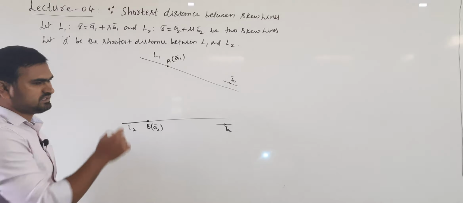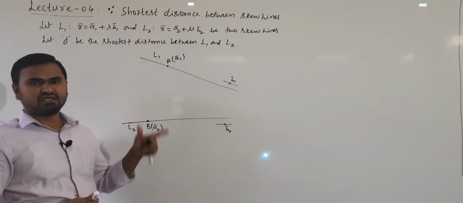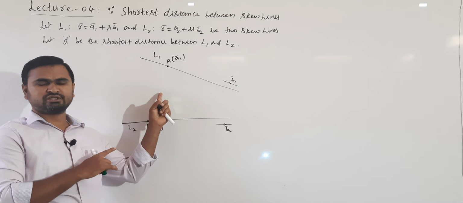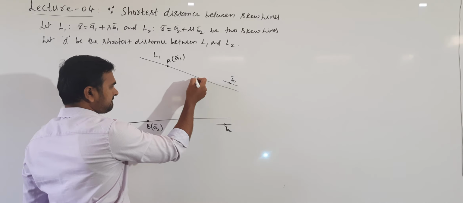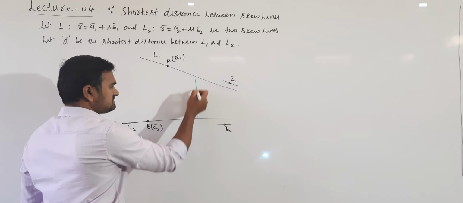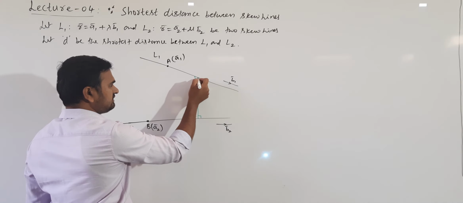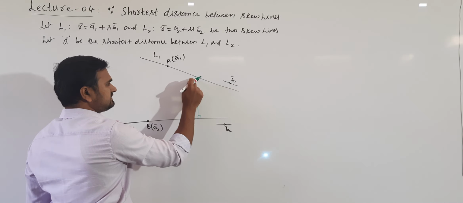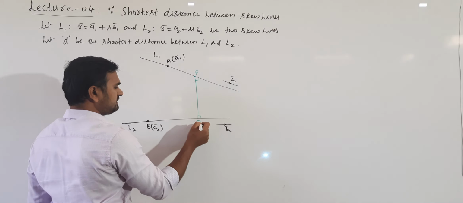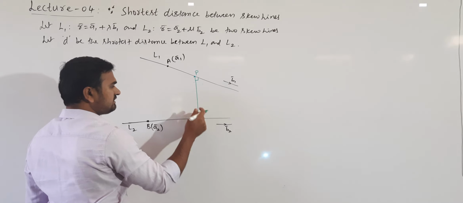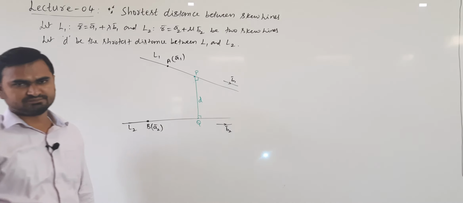Now we are interested in the distance. Now how do we measure the distance? Along a line which is perpendicular to both L1 and L2. We measure the distance along a line which will be perpendicular to the first line and also perpendicular to the second line. Suppose these are points P and Q. So the distance PQ is nothing but the required distance D.